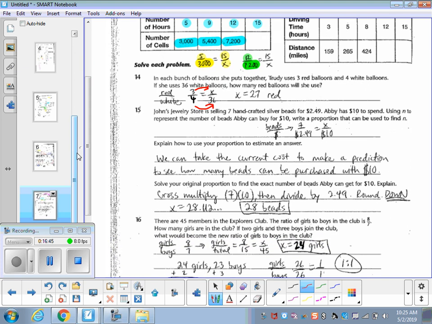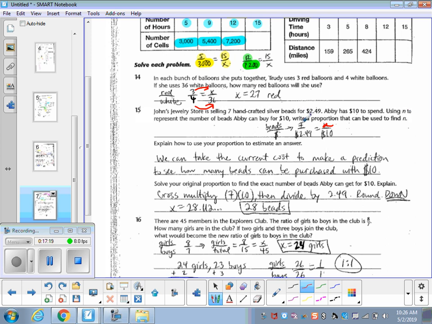Now this next example is a jewelry store example, and we are given that John's Jewelry Store is selling 7 handcrafted silver beads for only $2.49. So I've got beads compared to how much money it's going to cost, and 7 beads would cost $2.49. Now Abby has $10 to spend, and it says using N to represent, so I'm just going to change this to an N now. Using N to represent the number that she can buy, we're going to write a proportion that we can use to solve to find N.